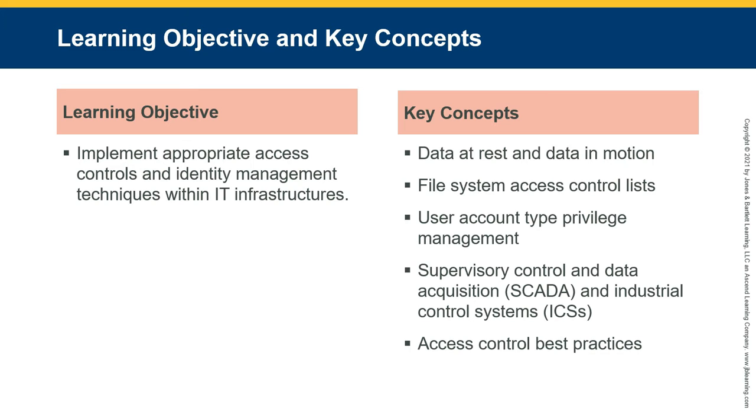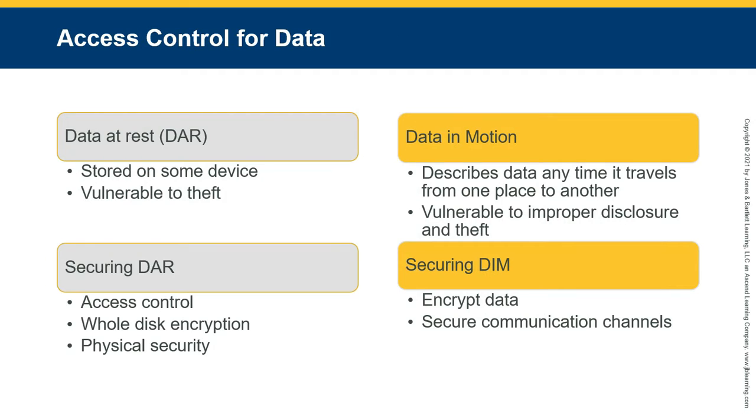Supervisory control and data acquisition in industrial control systems. Access control best practices. Access control for data. Data at rest is stored on some device and is vulnerable to theft. Secure data at rest with access control, whole disk encryption, and physical security.